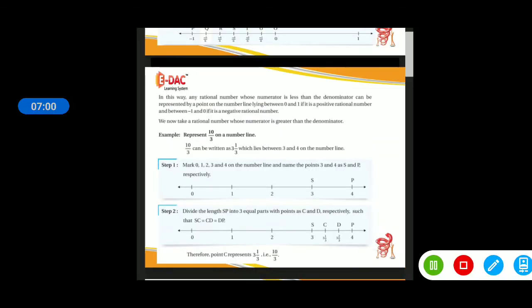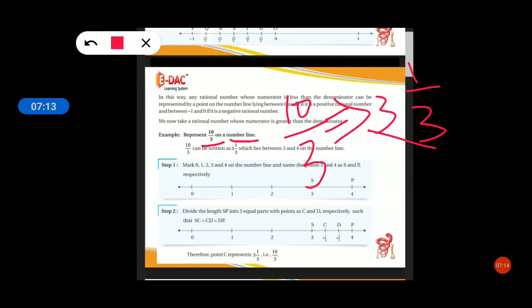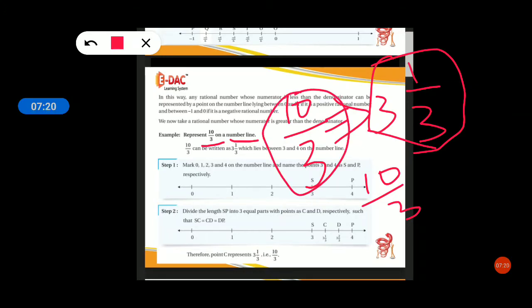Then if you have some bigger rational numbers, you may bring it to the lowest form. See here we are representing 10 by 3 on a number line. Just bring this 10 by 3 into a mixed fraction. That is nothing but 3 1 by 3. 3 into 3 is 9, 9 plus 1 is 10. So we are getting 10 by 3. Divide it and see, we will get 3 1 by 3.